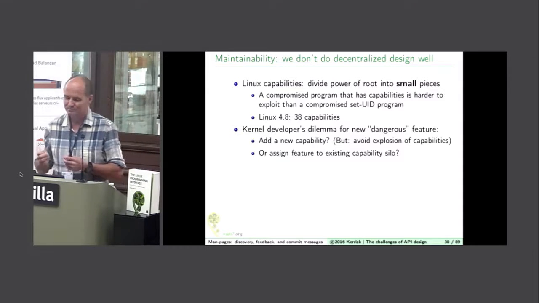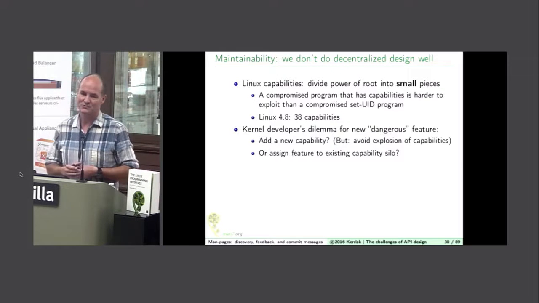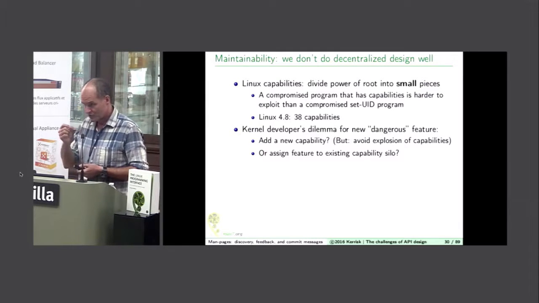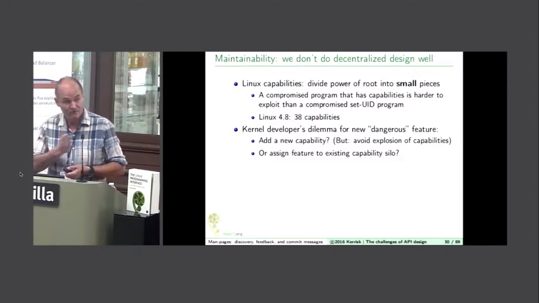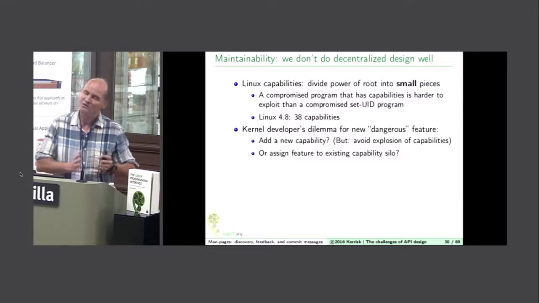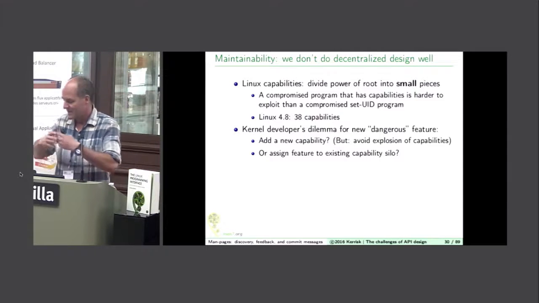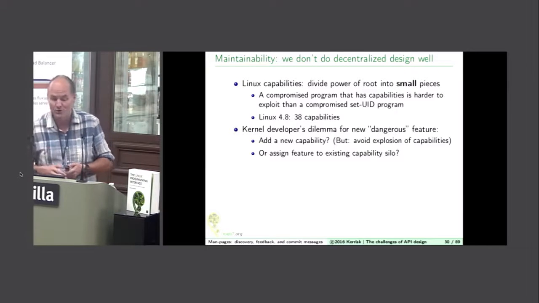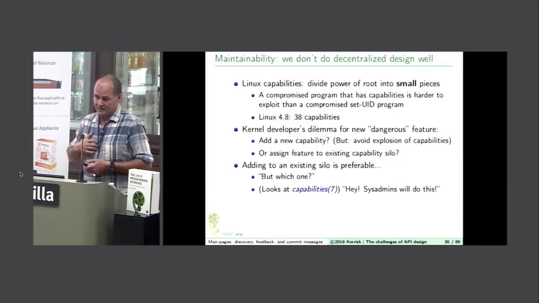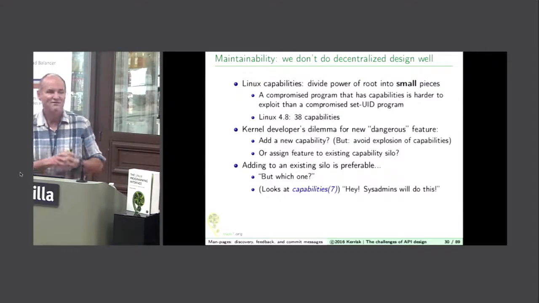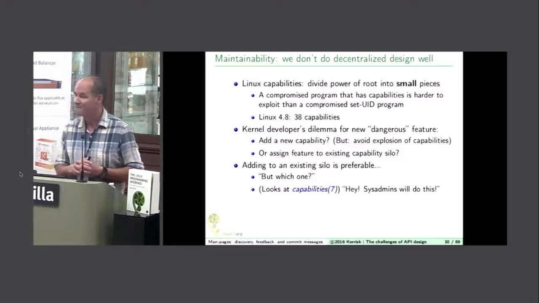And the other thing is, more bits is more things for systems administrators to think about in terms of setting up their systems. So the preferable approach usually is find an existing silo, one of these 38 capabilities that sort of matches your use case, that governs other operations which are like the operation that you're implementing. And then you're going to use an existing silo, and the question is, which one? And if you have some clue, you'll go and look at the capabilities man page, and if you don't think about it too much, you'll scan down the list.